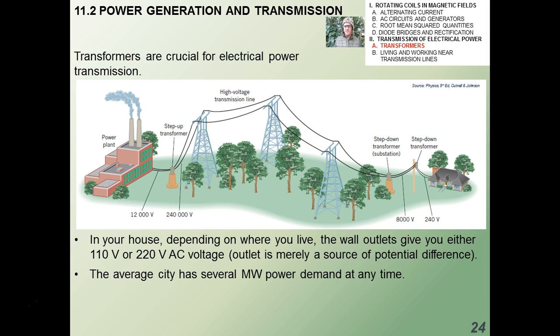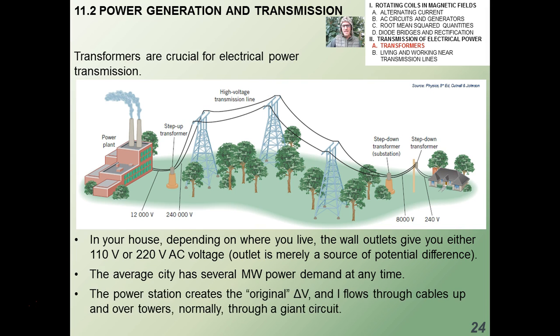An average city has several megawatts of power demand at any given time, meaning every second several million joules of energy. Okay, the power station creates the original delta V, or potential difference, and the current flows through cables up and over towers, normally through a giant circuit. And the transformers step it up or step it down, the PD I'm talking about.